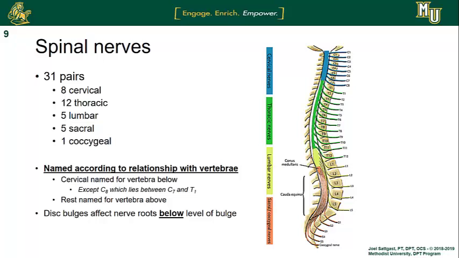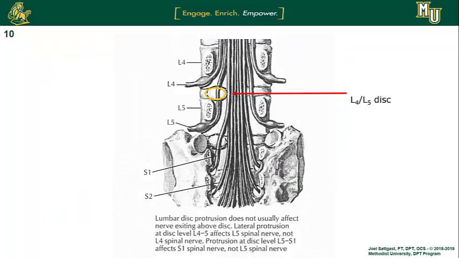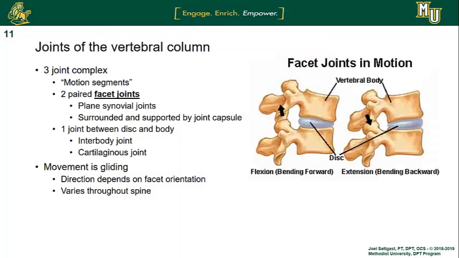And they're named according to the relationship with the vertebra. The one exception would be C8, which actually lies between C7 and T1. And so when we think of this, a disc bulge is going to affect the nerve root below the level of the bulge. So in this case, we're looking at the L4-5 disc. The lumbar disc protrusion does not usually affect the nerve exiting above the disc. So in this case, the L4 nerve. The lateral protrusion at disc level L4 and 5 is going to affect the L5 spinal nerve. And so hopefully you can appreciate that variance.